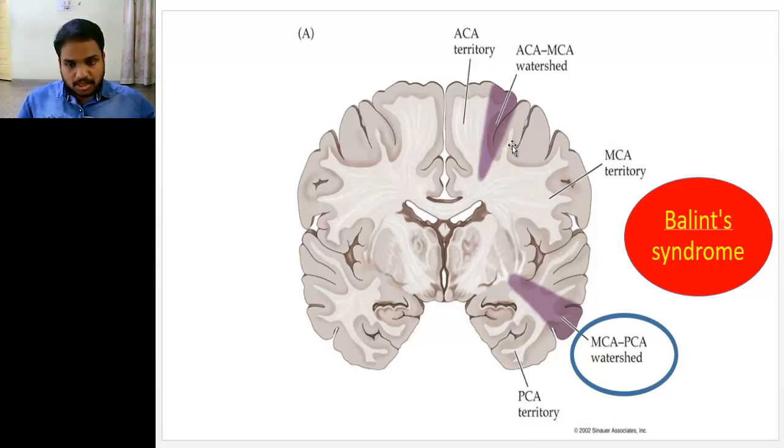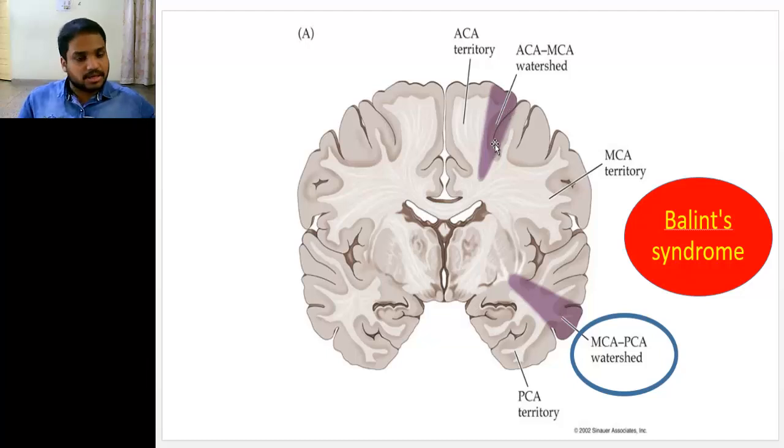What are the watershed areas? These are the areas that receive dual blood supply from the most distal branches of two large arteries. For example, this is the ACA and MCA watershed area. That is, it is receiving the dual blood supply from the ending branches, the most distal branches of two large arteries, that is ACA as well as MCA. So in this area, in fact, the blood supply will be less compared to the other areas that are supplied directly by the artery. So that is the watershed areas.